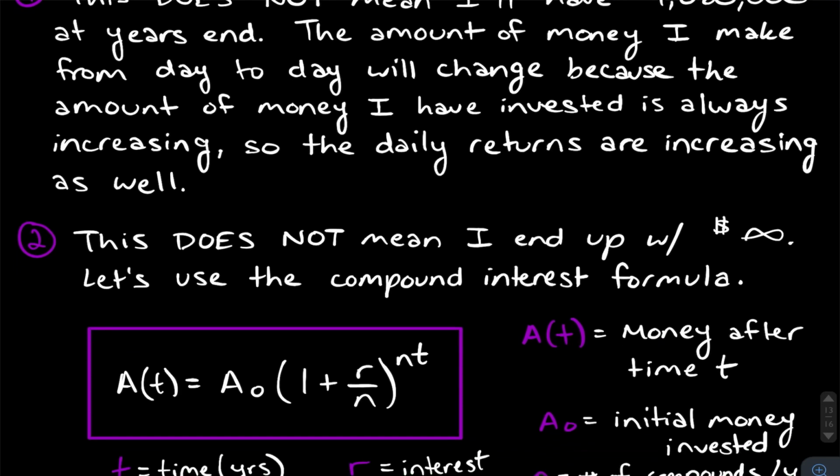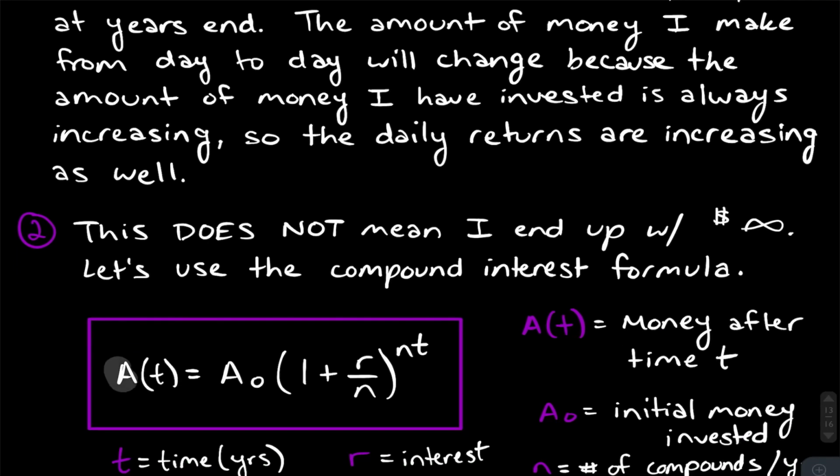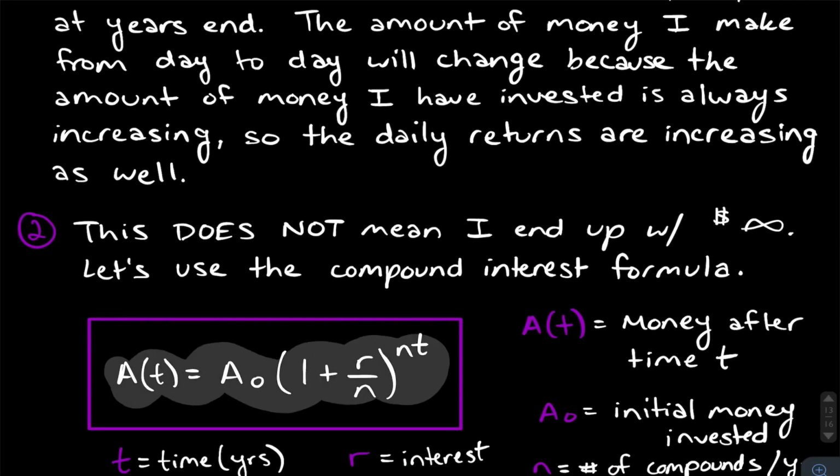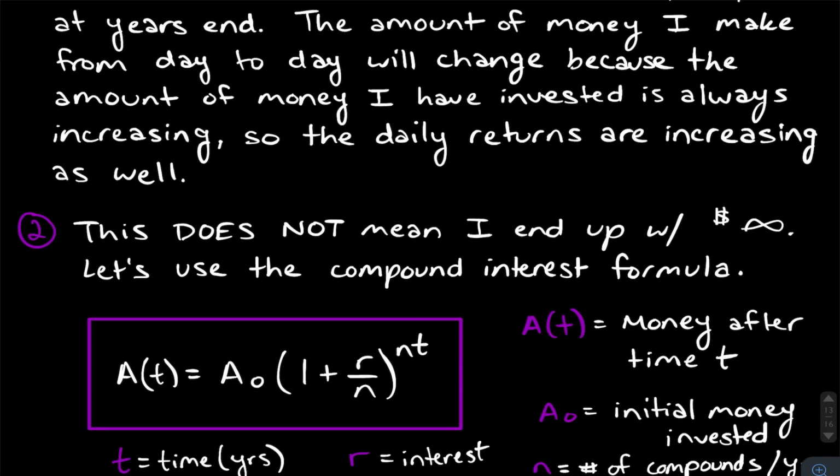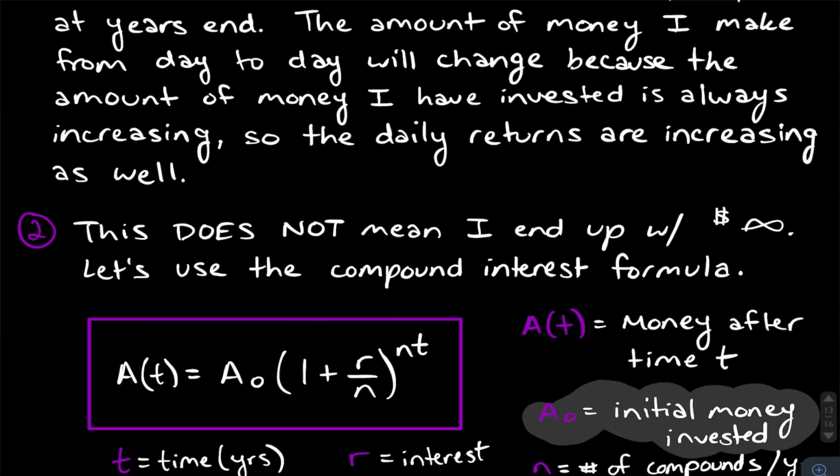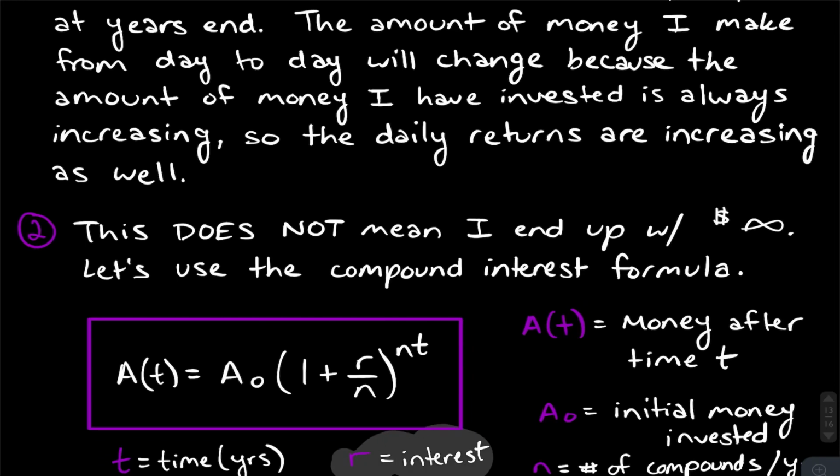Now, you might remember this monstrosity from your algebra days, right? This equation right here. It looks pretty intimidating. Okay? You have that your money after time t, that's what A of t stands for, equals your initial amount of money that you have invested, times 1 plus r, which is going to be your interest rate. Okay? That's your interest rate. I'll write rate down here to make that a little more clear.